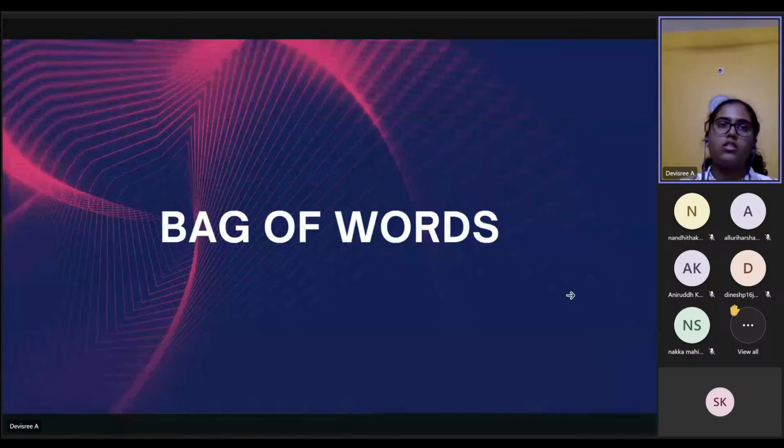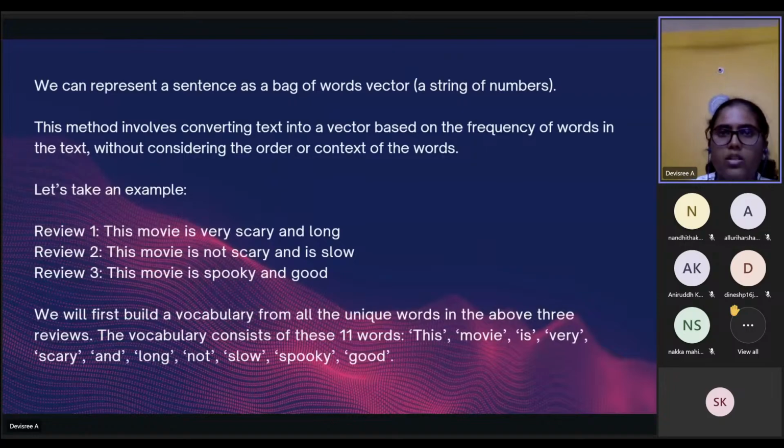Okay, the first one is bag of words. Bag of words is the simplest form of numerical representation of sentences. I can say here, it's not for a word, it's for a sentence. So what does bag of words involve?